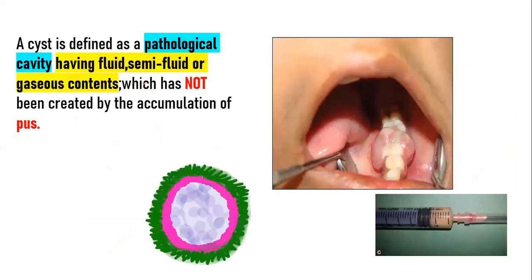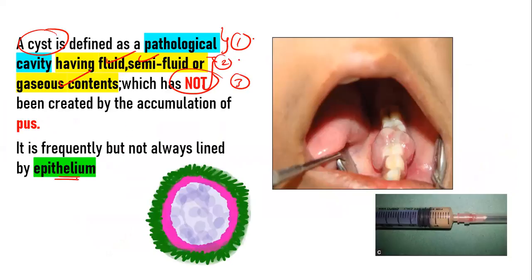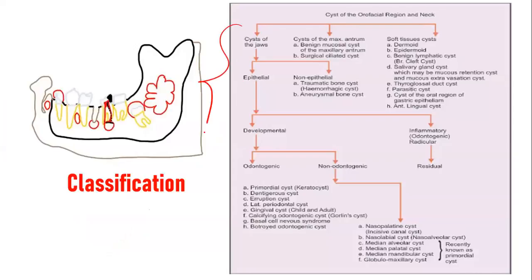Before we get into the dentigerous cyst, let's quickly remind ourselves what a cyst is. It is a pathological cavity. Its contents are fluid, semi-fluid, or gaseous, and it is not caused by the accumulation of pus. It can or cannot be lined by epithelium, and we have studied its classification in detail, where the cysts of the jaws were classified into epithelial and non-epithelial cysts. Epithelial cysts were further classified into developmental and inflammatory cysts, and the developmental further into odontogenic and non-odontogenic cysts.